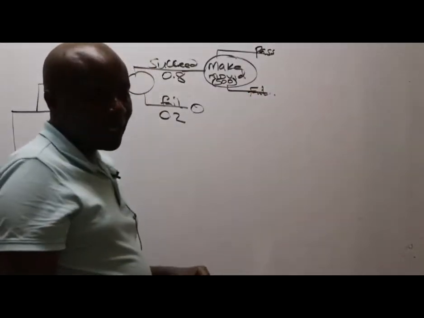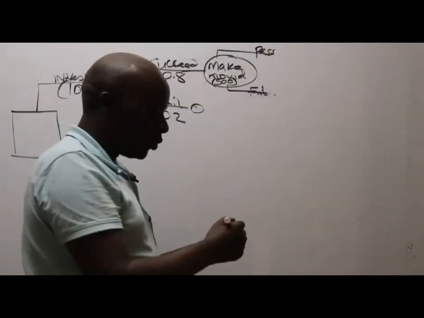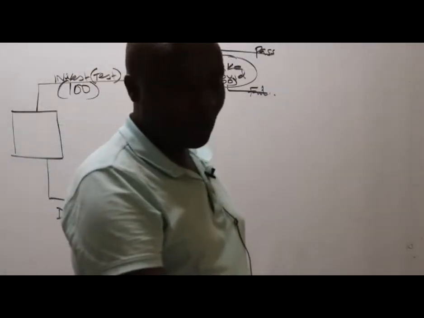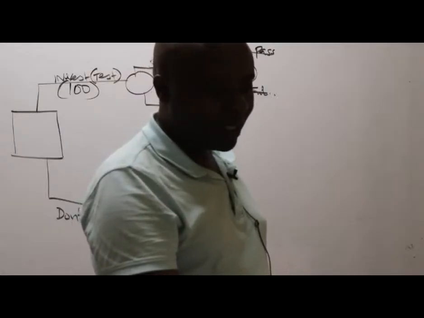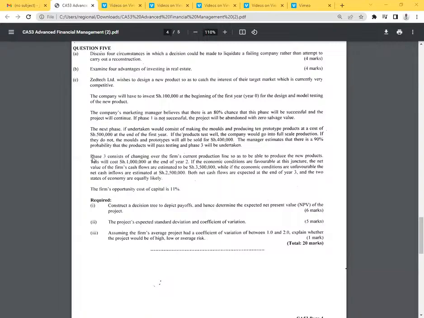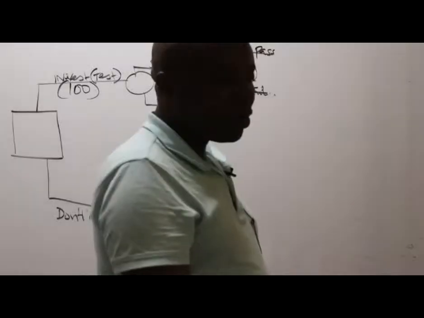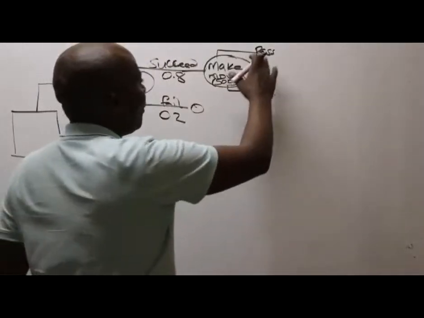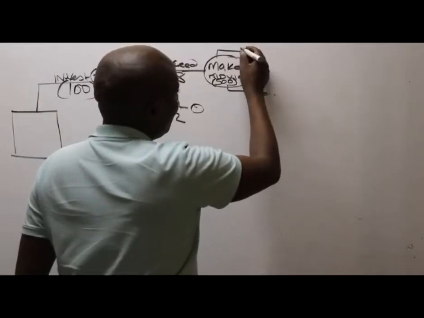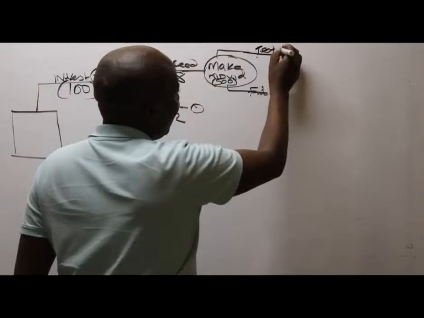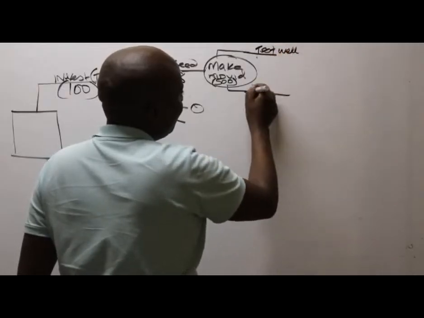They fail the test. So it's either they pass the test, or they fail. Always use the language given by the examiner. Like now he has told us that if the products test well, so it's about testing well. If they test well, the company will go into full scale production. If they do not, the molds and the prototypes will all be sold. So it is either these prototypes test well, or they test otherwise. It's important to use the language used by the examiner. So they could either test well or test bad.